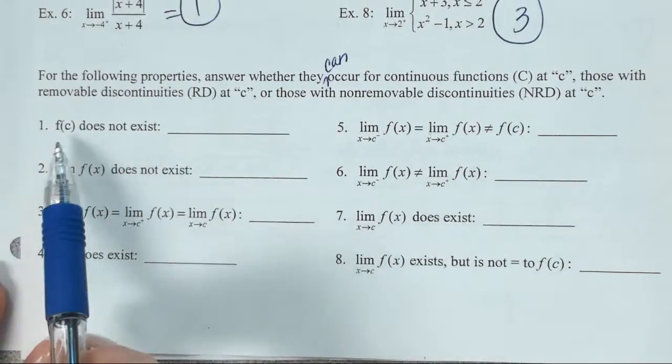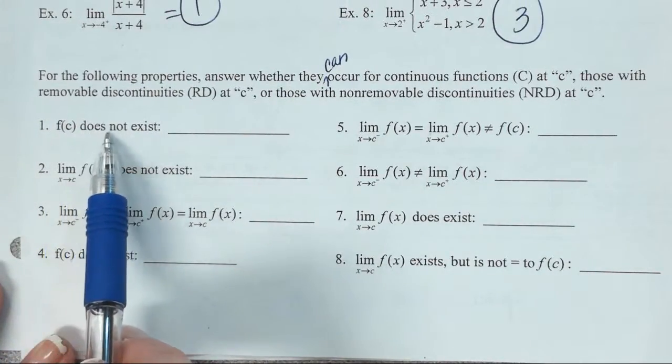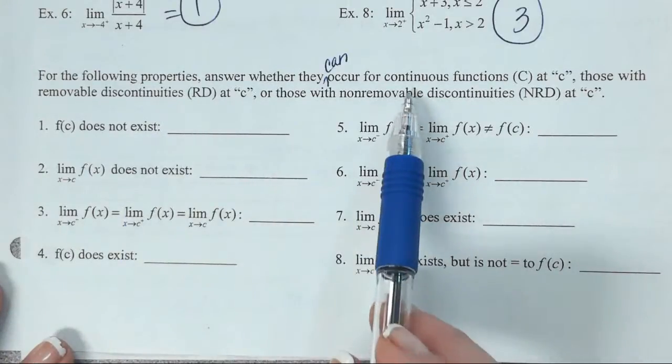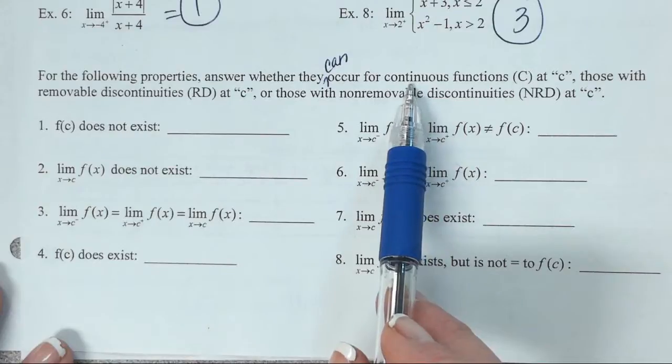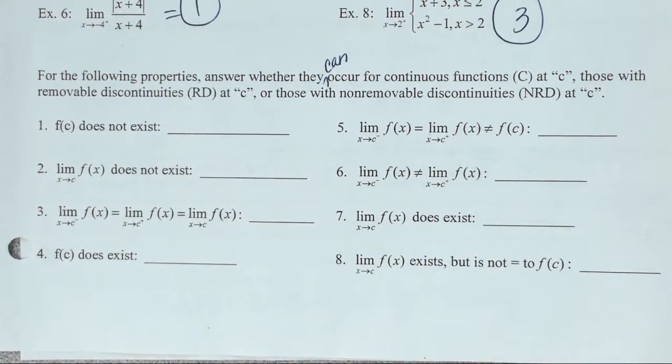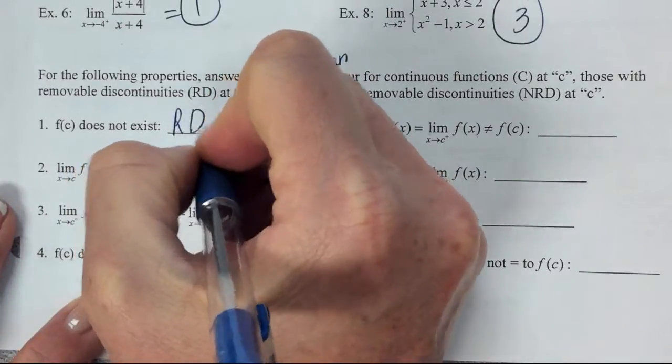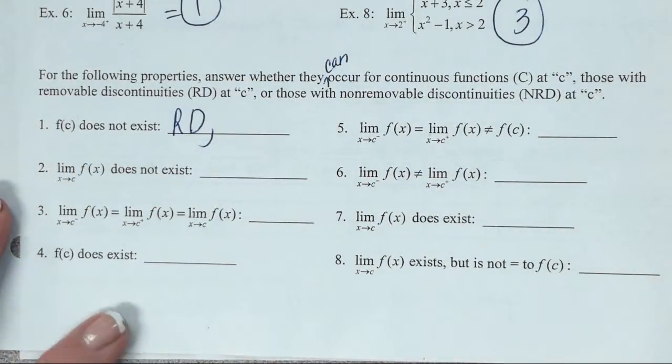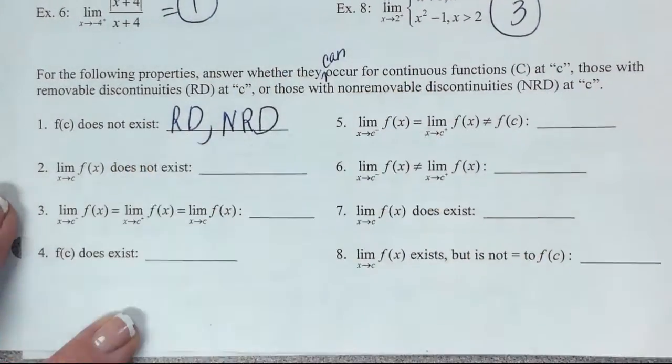So, looking at the first one, f of c does not exist. Can you think of any function that's continuous where f of c does not exist? No. The definition of continuity says that the limit from the left, the limit from the right, and f of c all have to be the same. So that's not going to work for continuous. What about removable discontinuities? You think it could happen there? Yep. What about non-removable discontinuities? Is there any time when f of c does not exist? Definitely, vertical asymptotes, right? So this can happen on either of those two.